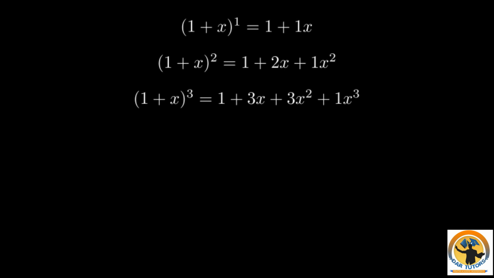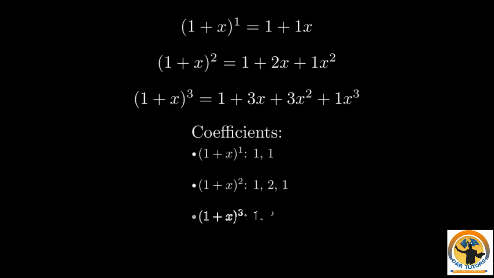Now, let's focus on the coefficients of these expansions. The coefficients are the numbers in front of the x terms. For the first expansion, the coefficients are 1 and 1. For the second, they are 1, 2, and 1. For the third, they are 1, 3, 3, and 1. If we arrange these coefficients in a triangle, we get a very special pattern. This triangle is known as Pascal's triangle.